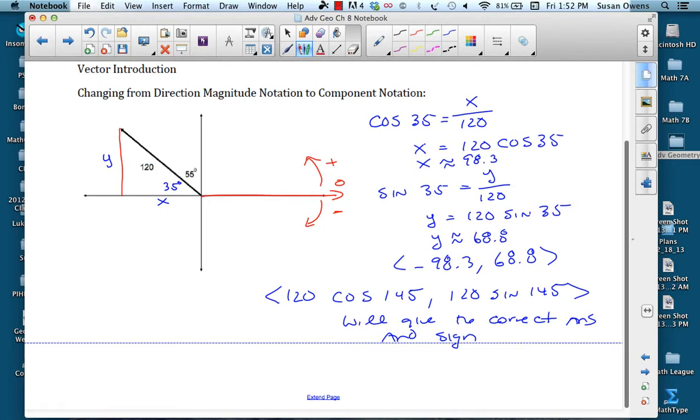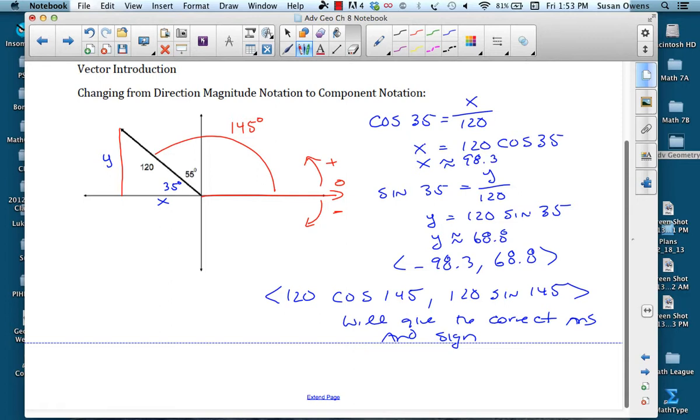If you're someone who doesn't want to check and just wants the calculator to do it, you can figure out what the angle is from 0 degrees, and it would be 90 plus 55, which is 145 degrees. If you use 145 degrees, you'll get the correct number and the correct sign. So it's your choice.